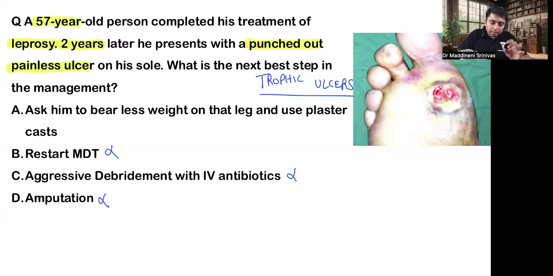So option A is the correct answer. Ask him to bear less weight on that leg and use a plaster cast. Some students told that this was there in the options. Some did not recall it. So please put in the comments whether this plaster cast was mentioned or not.